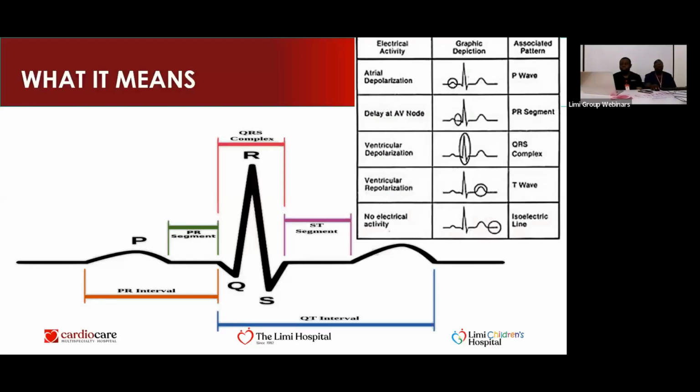Then you come back to the isoelectric line before you see another positive deflection called the T wave, which stands for ventricular repolarization. Someone will ask, I talked about ventricular depolarization and ventricular repolarization, so where is atrial repolarization, if the first one is atrial depolarization?